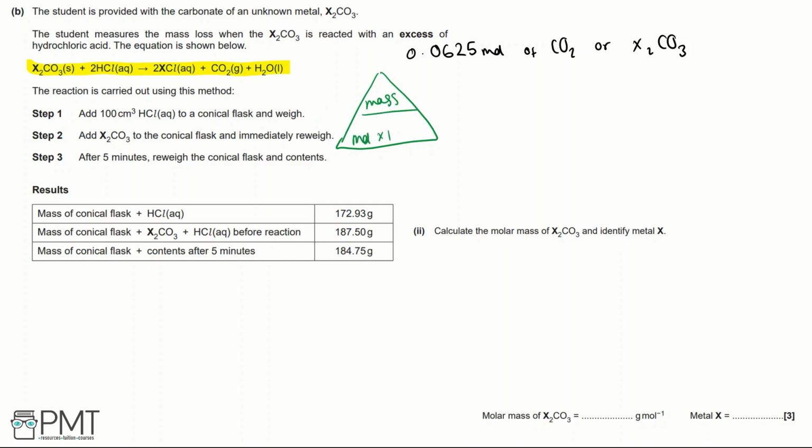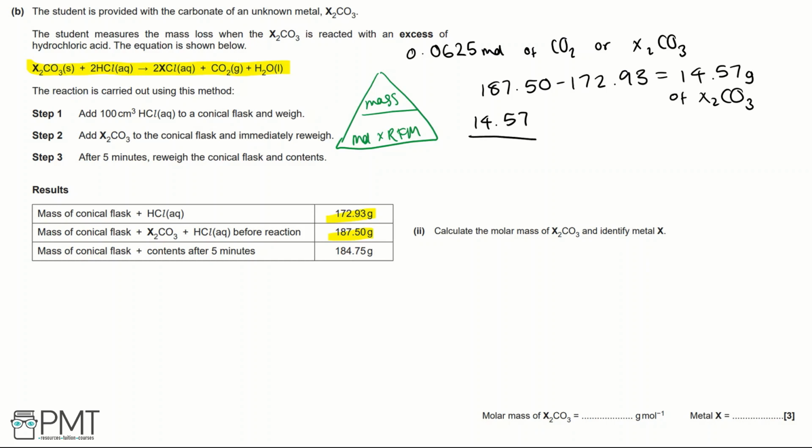Then we're going to use the same equation triangle that we've used in the previous question, of mass is equal to moles times the relative formula mass. So we need to work out the mass of our carbonate first, and we do that minusing these two masses. So the difference in these two masses is that one has our carbonate and one doesn't. So if we minus these, we've got 187.50 minus 172.93, which is equal to 14.57 grams of X2CO3.